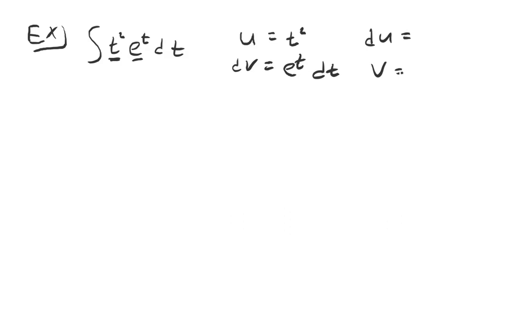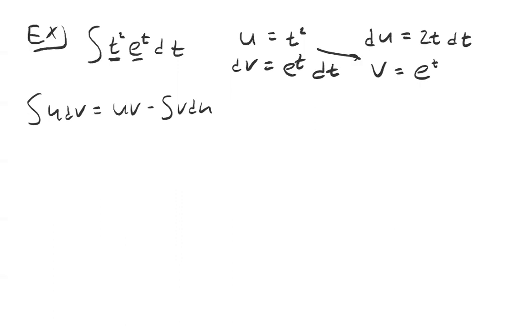So du is just the derivative, 2t times dt. So I need differentials. And if I integrate this and get v, I'm just left with e to the t again. So now, just keep writing this down until it sticks in your head: the integral of u dv is uv minus the integral of v du. You can also remember the way the arrows go, uv minus v du. You ignore the dv; you don't do anything with that in the integration by parts formula.